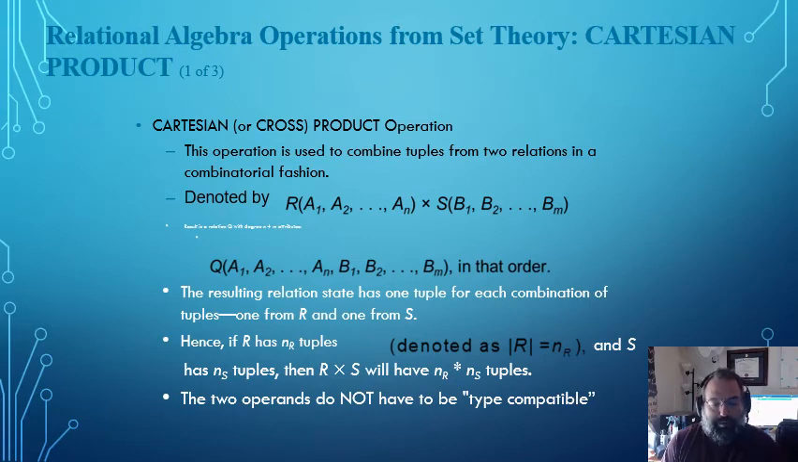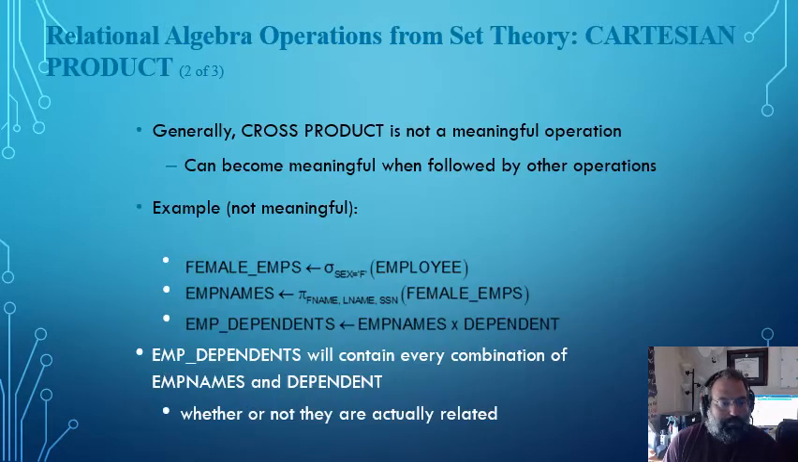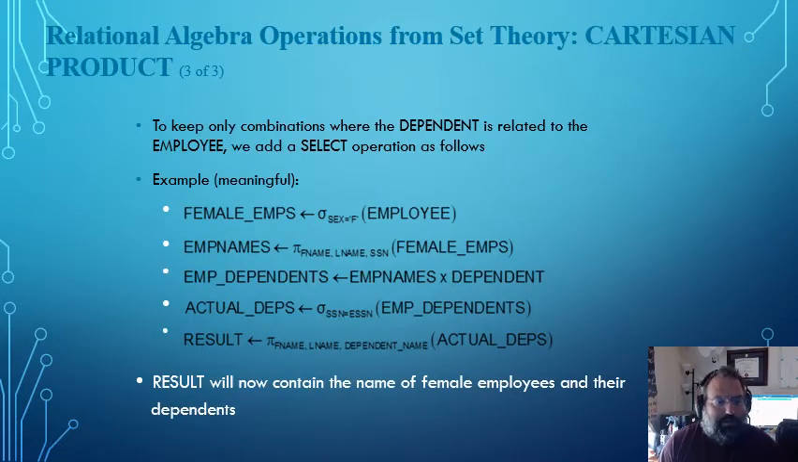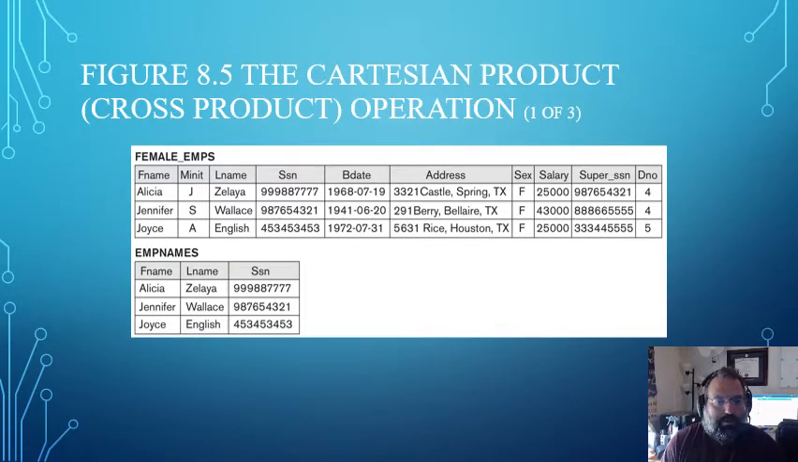The two operands do not have to be type compatible. Generally, the cross-product is not a meaningful operation, but it can become meaningful when applied with other operations such as filtering. To keep only combinations where the dependent is related to the employee, we can add a select operation as follows. The result will now contain the names of female employees and their dependents. Figure 8.5 is a demonstration of a Cartesian product.